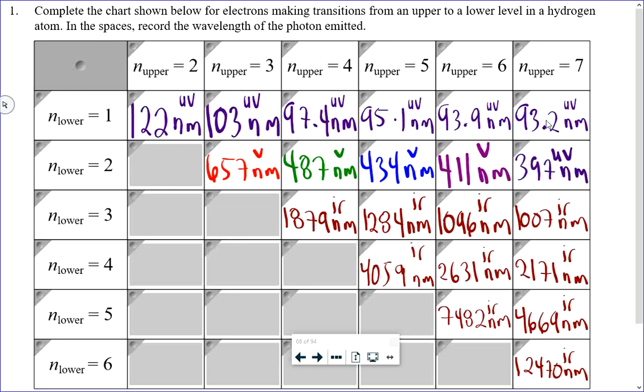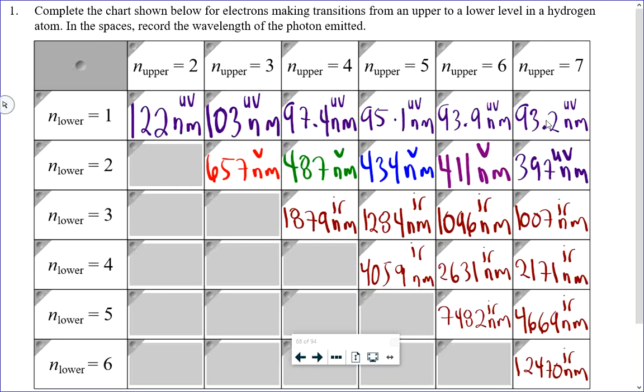When you go from 7 to 2, it turns out that that's the tipping point. From 6 to 2 is still a visible light photon, but from 7 to 2 turns out to be ultraviolet. And 8 to 2 will be ultraviolet, and 9 to 2, and 10 to 2, etc. So that's why there are only 4 visible colors that we see, 4 visible wavelengths.